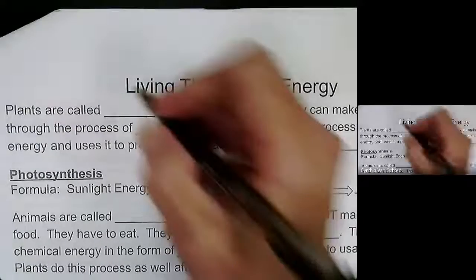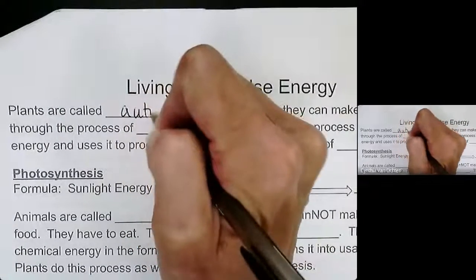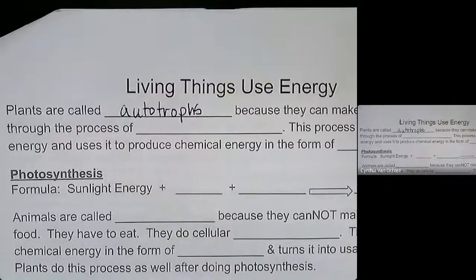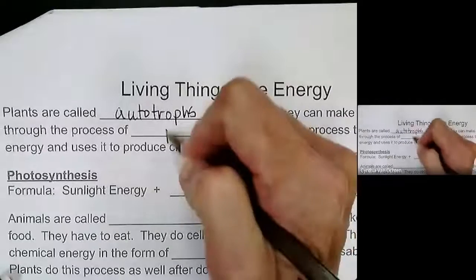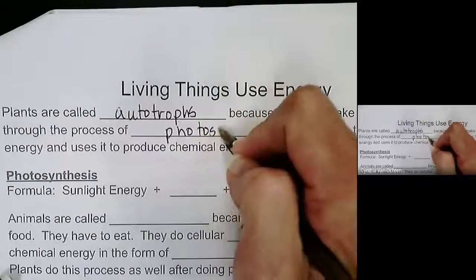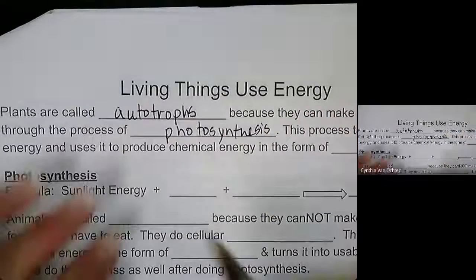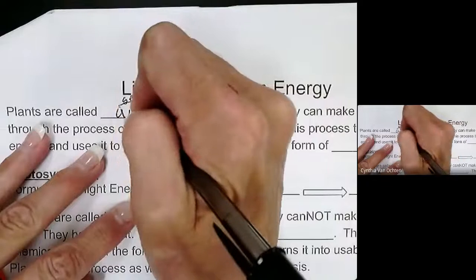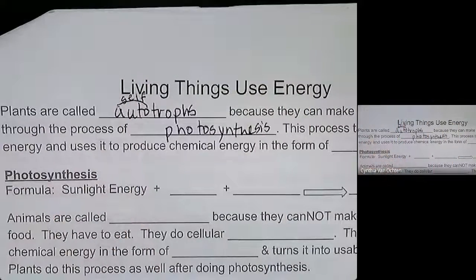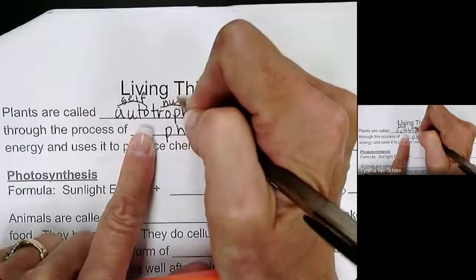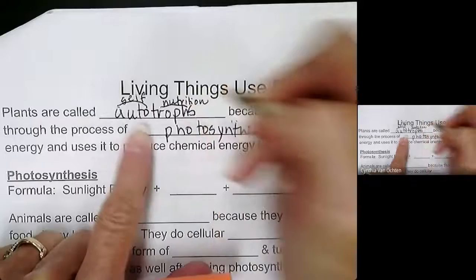So plants are called autotrophs because they can make their own food through the process of photosynthesis. Okay? And I kind of want to break these words down for you. The term autotroph, auto means self, and I think we talked about this before. So if you're writing an autobiography, you're writing a story about yourself. Auto means self, and troph means nutrition. So this word means self-nutrition.